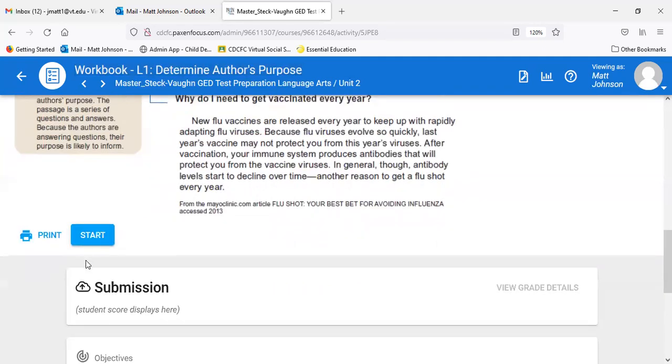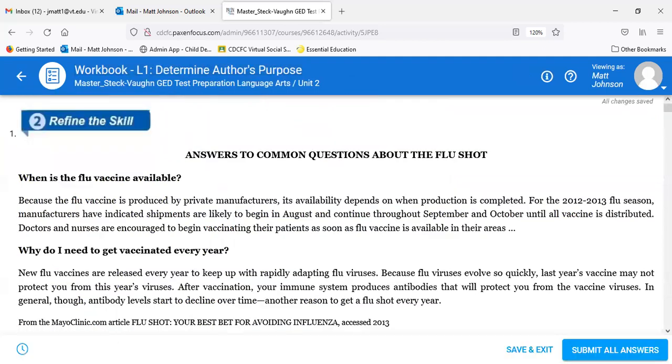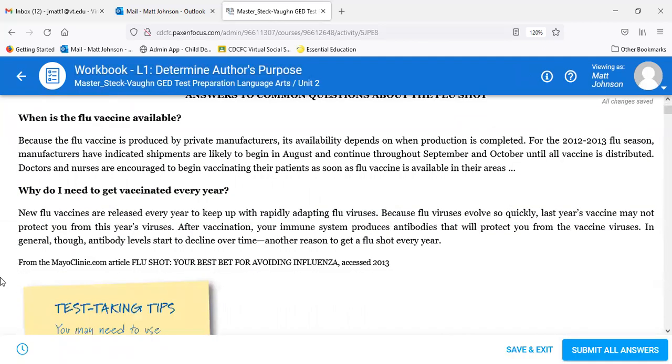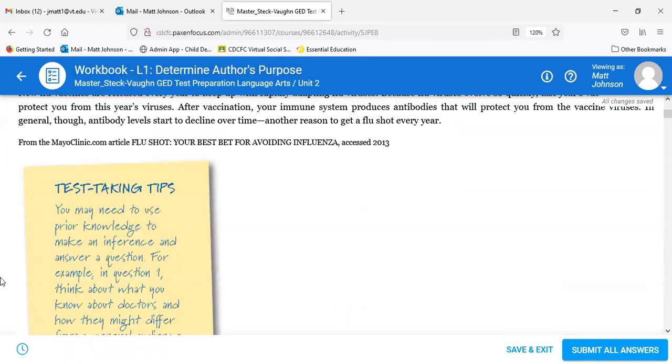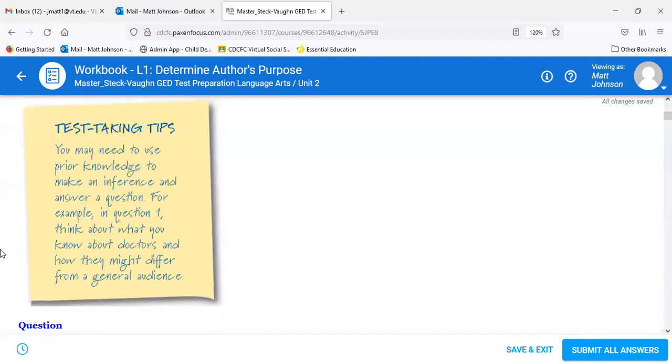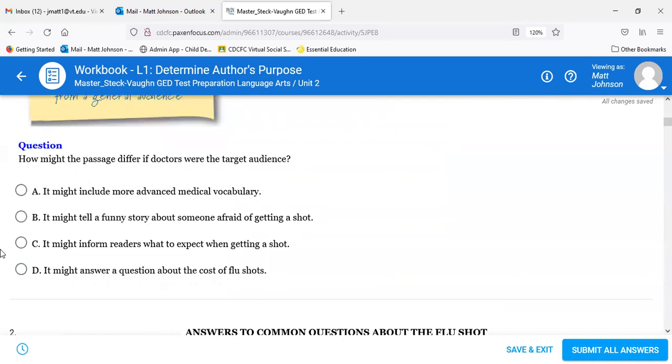Okay, so here's our workbook. And again, our test taking tips. So it says you may need to use prior knowledge to make an inference and answer a question. For example, in question 1, think about what you know about doctors and how they might differ from a general audience. And question 1, how about Sasha Gay? Could you read question 1 for us? What do you think?